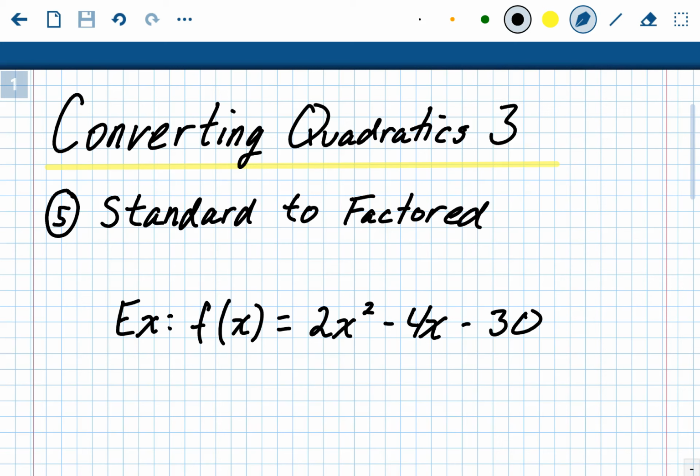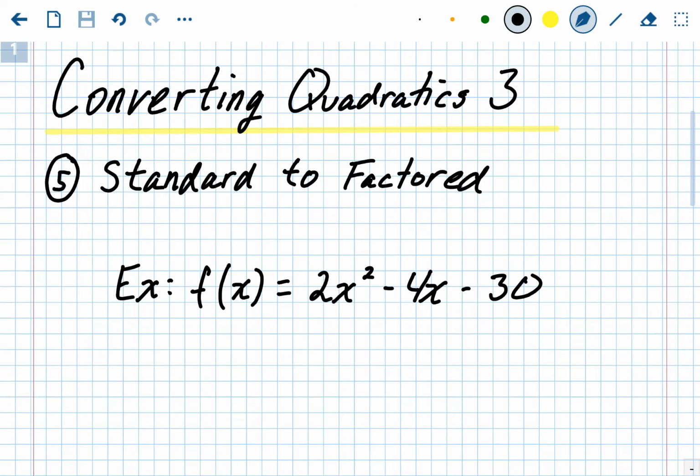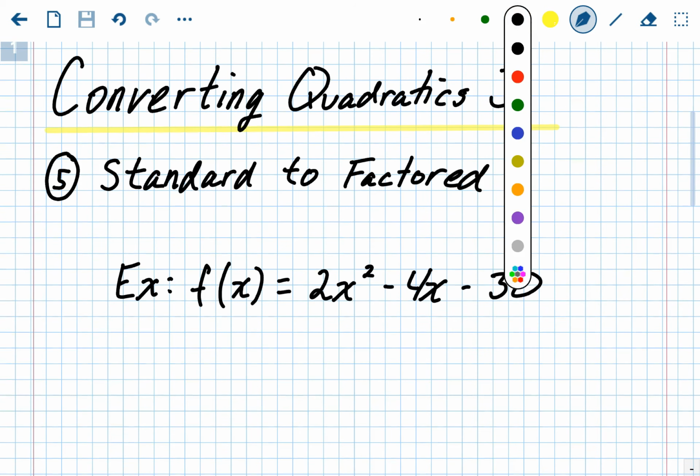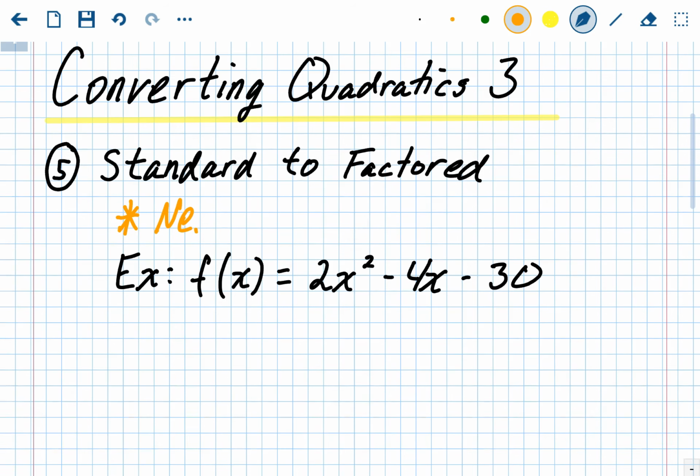Okay. Just like when we were converting to vertex form, to convert from vertex form, you had to find the vertex. To convert into factored form, you're going to have to factor. Because remember, if you can find the x-intercepts another way, that's all you really need. But the only way we know how to do that is to factor. So I have the first example already written up.